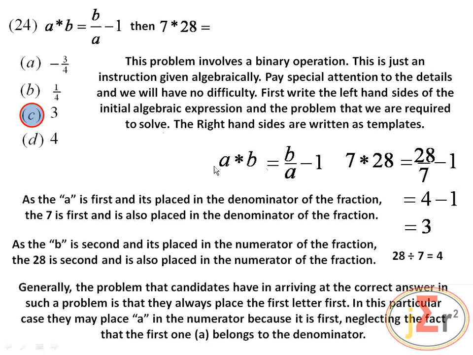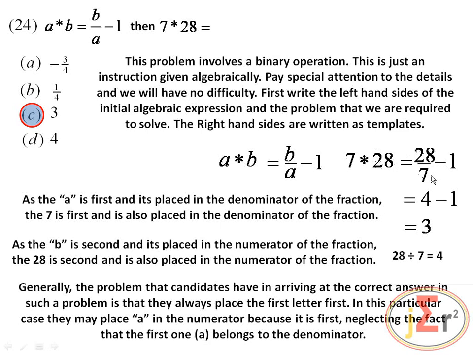So some students, in solving a problem like this, say A, B. Because A is first, they put A up there, then they put B down there. Well, that is not what is required by the expression of the binary operation. A asterisk B means that B is the numerator and A is the denominator. But in solving the problem, the student may say that since this one is first, put the 7 there and then put the 28 here.